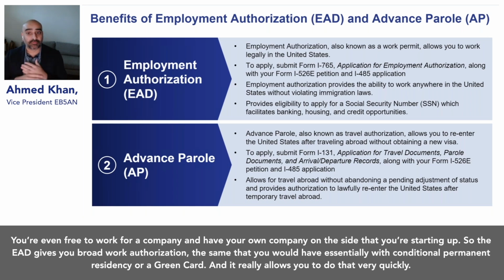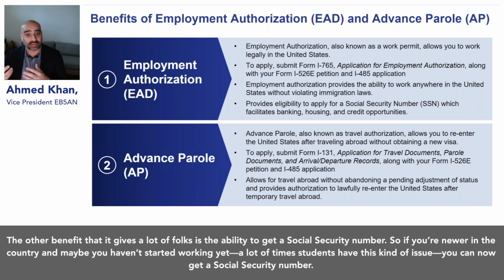So the EAD gives you broad work authorization, essentially the same that you would have with a conditional permanent residency or a green card. And it really allows you to do that very quickly. The other benefit that it gives a lot of folks is the ability to get a social security number, right? So if you're newer in the country and maybe you haven't started working yet, a lot of times students have this kind of issue.